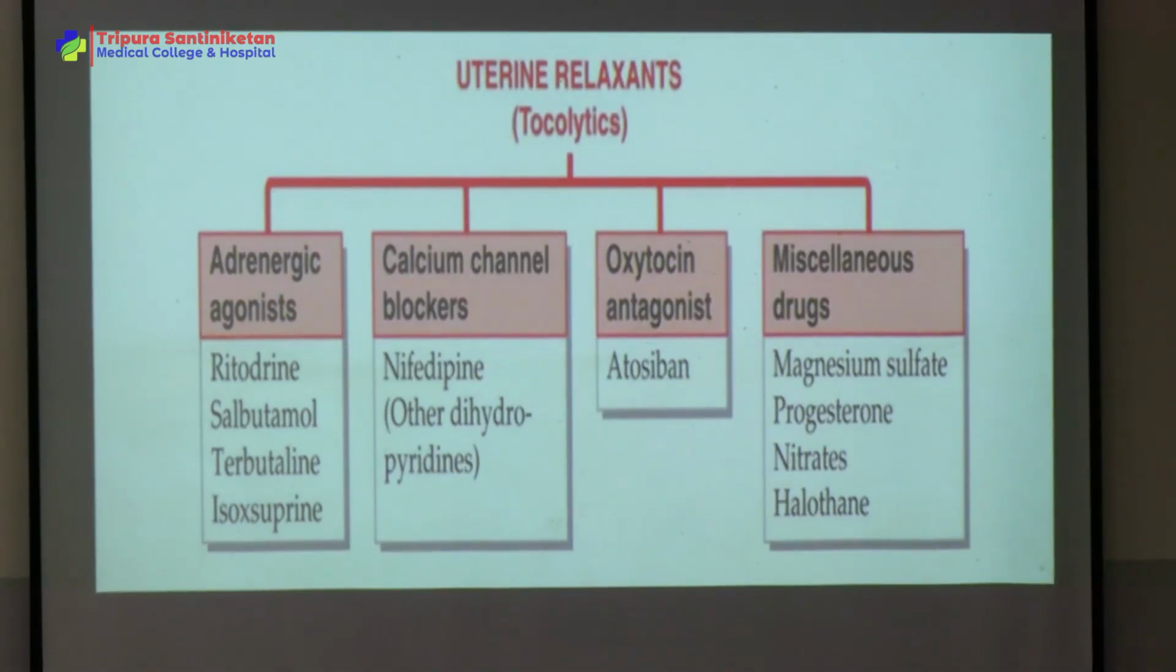Ritodrine, salbutamol, terbutaline, isoxsuprine. I have also used isoxsuprine a lot, and it is very much effective. How does it work? What is the mechanism of ritodrine, isoxsuprine, etc.? How is salbutamol causing uterine relaxation?